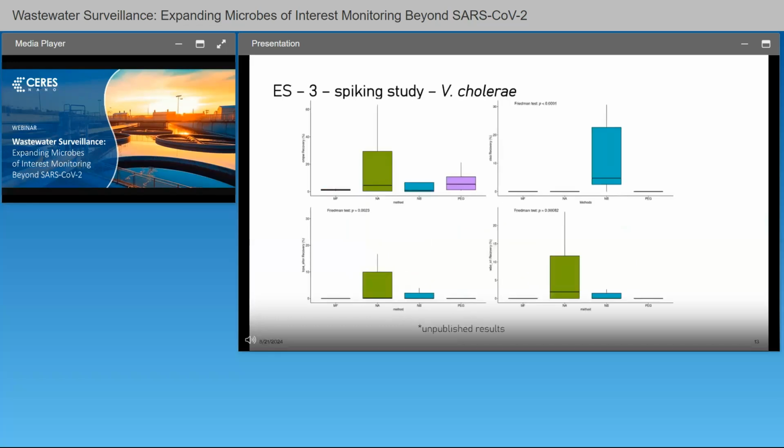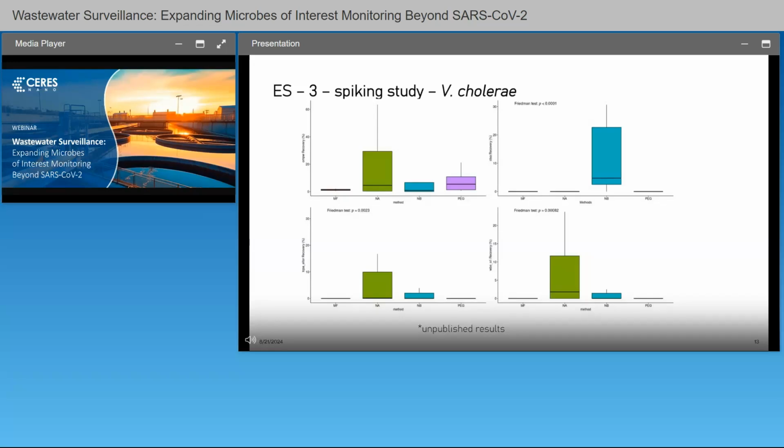Right. So here we have the results of the spiking study for Vibrio cholerae. And here the results are a little different. For the panel on the top, the graph on the top left is the recovery for OMPW, which is a pan-Vibrio target. Regardless of the target, you can see it's not statistically significant. All these methods perform pretty comparably well. But even then, you can see for OMPW, Nanotrap A is better.